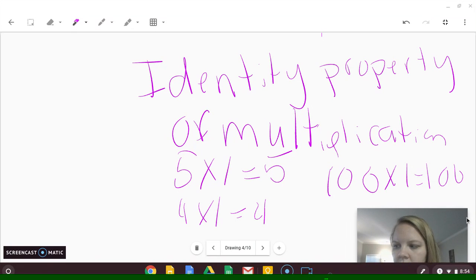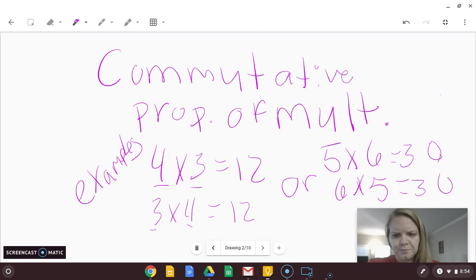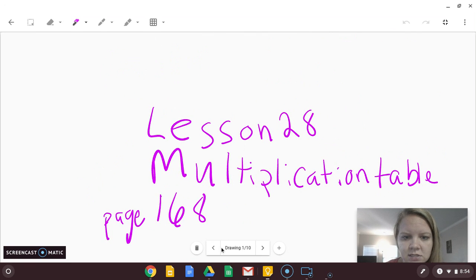All right, so quick little review as we start. We just learned about 3 properties of multiplication. And properties, basically what that means is a rule, okay? So we have the commutative property. This is the same as addition.